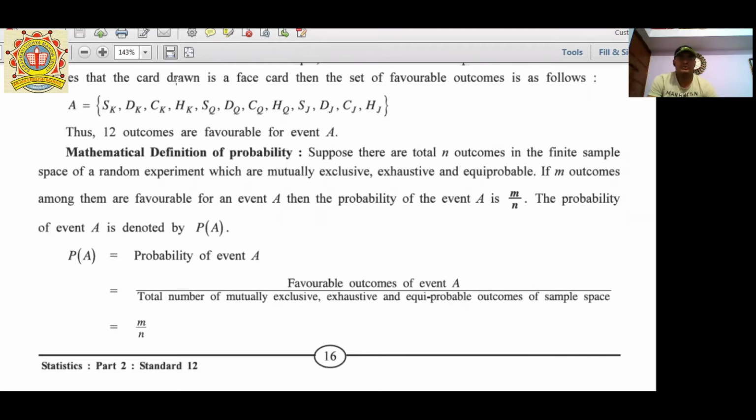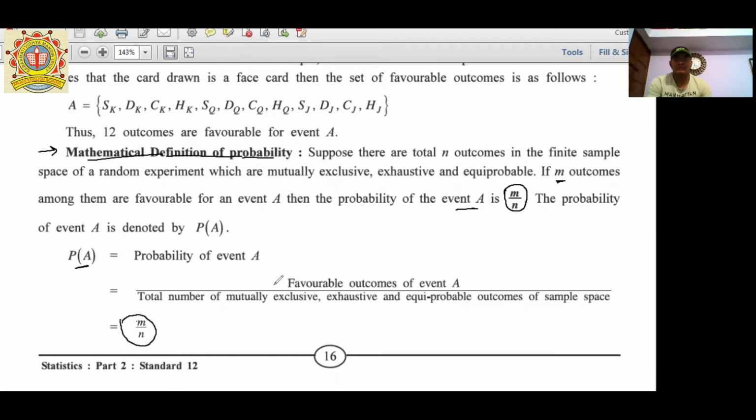Now today I am going to start another topic, that is the mathematical definition of probability. So what is the mathematical definition of probability? Suppose there are total n outcomes in the finite sample space of a random experiment which are mutually exclusive, exhaustive and equiprobable. If m outcomes among them are favorable for an event A, then the probability of event A is m divided by n. So our formula for probability of event A is m upon n.